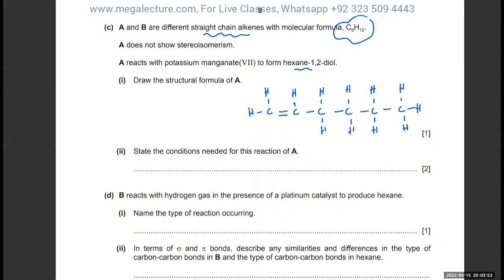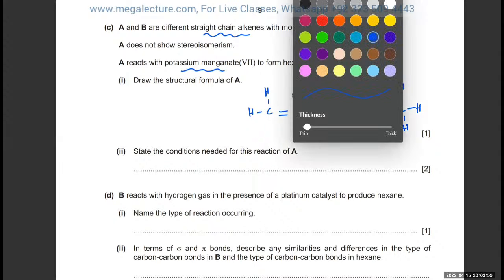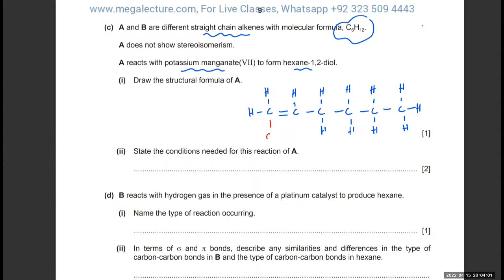State the conditions needed for this reaction of A. That's mild oxidation. Remember, mild oxidation gives you diols. In mild oxidation, OH groups get added like an addition reaction. So mild oxidation, that's cold, dilute, and acidified KMnO4.